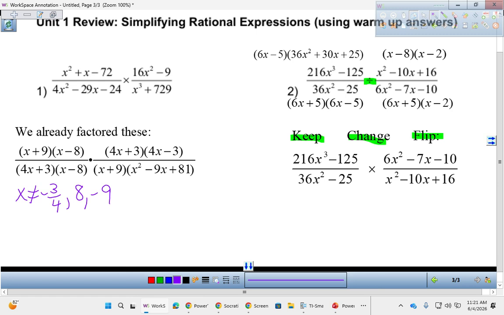All right, so I'm saying the restrictions from the bottom, and then I'm canceling out anything top and bottom that matches. So like I've got these x minus 8s. I've got a 4x plus 3 and a 4x plus 3. I've got an x plus 9 and an x plus 9. And then I'm just writing what's left. With or without parentheses, it doesn't matter.